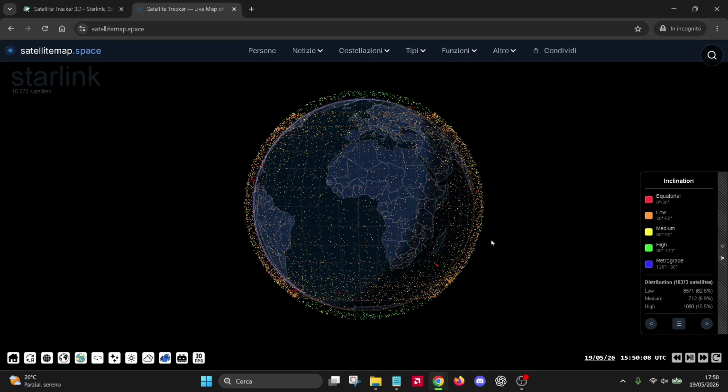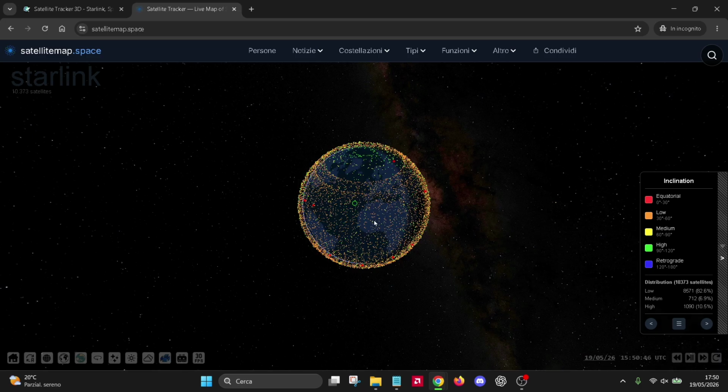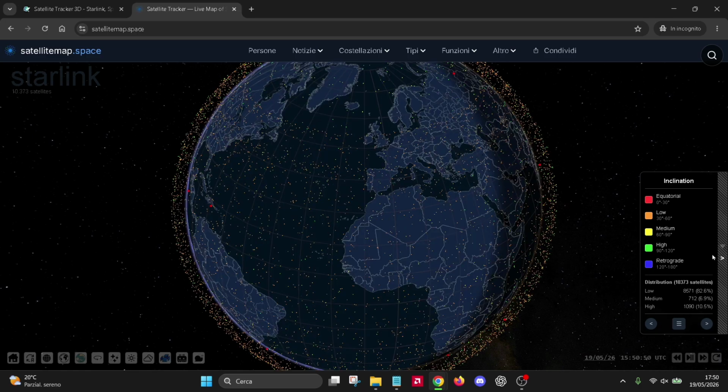Satellite Map. Satellite Map provides a different but equally valuable perspective on global satellite activity. Its interface is clean and intuitive, making it easy to explore large constellations and individual spacecraft. One of the most striking aspects of modern space operations is scale. Thousands of satellites are active today, and the number continues to increase rapidly.